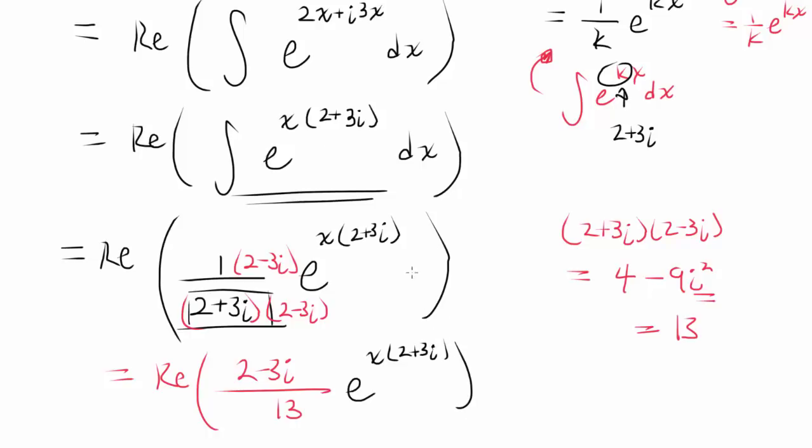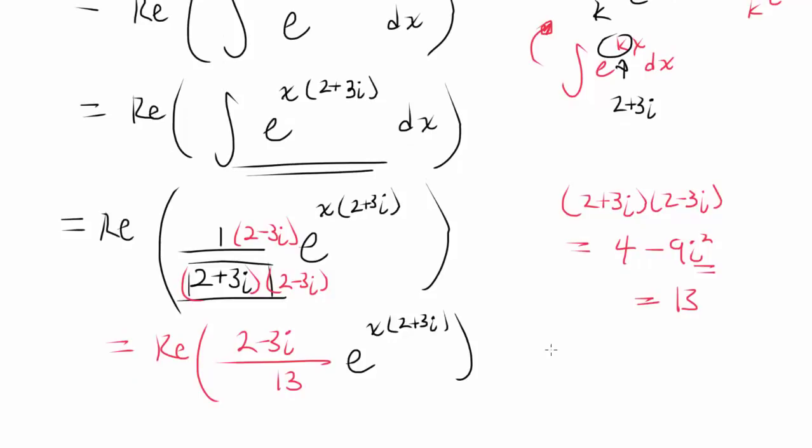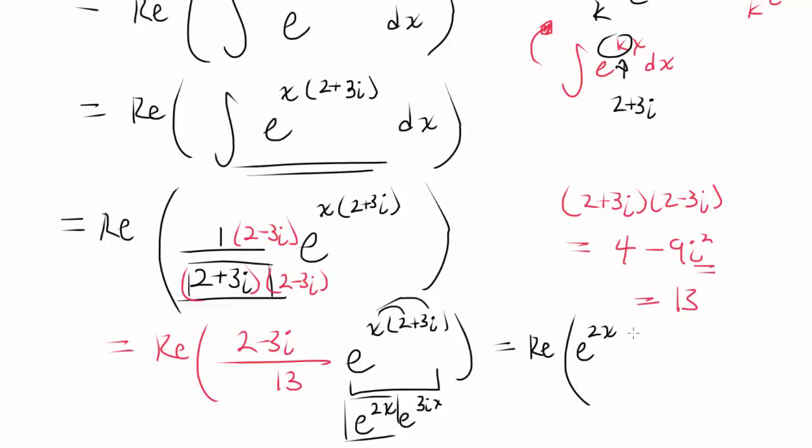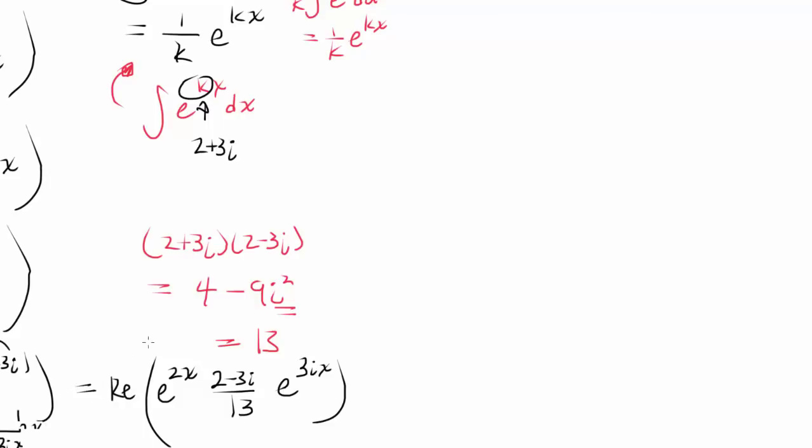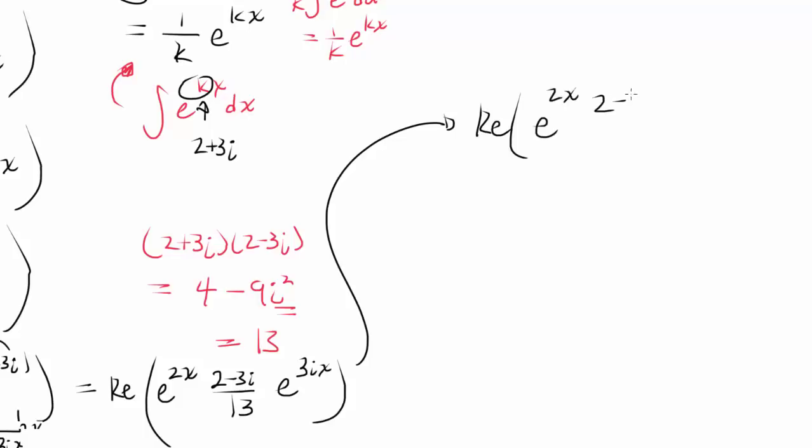And what is e to the power of x times (2 plus 3i)? Well, we can break it apart into e to the 2x and e to the 3ix, because we have these two things added together. And since e to the 2x is real, let's just separate it out. So we have e to the 2x, (2 minus 3i) over 13, and e to the 3ix. And we know e to the 3ix is, by Euler's formula, cosine of 3x plus i times sine of 3x. So we have the real part of e to the 2x, (2 minus 3i) over 13, times (cosine of 3x plus i times sine of 3x).